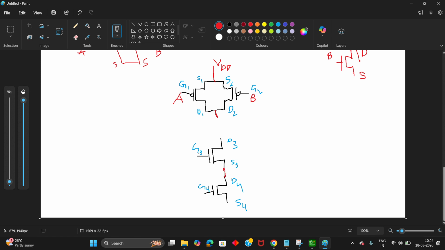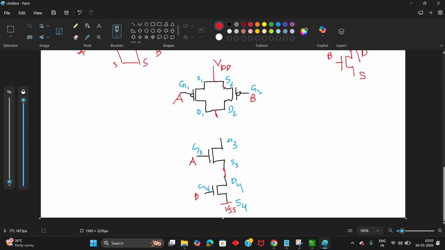For the two gate terminals we are going to give both the inputs, that is input A and then input B, right? And for the source terminal of the second NMOS transistor we are going to give the low supply, that is VSS. Okay, this is the pull down network, right? This is the pull down network.